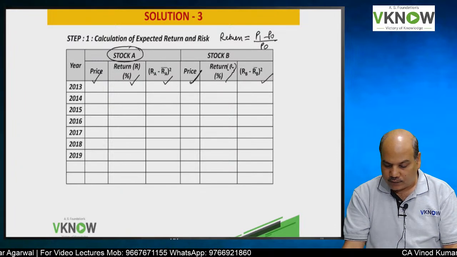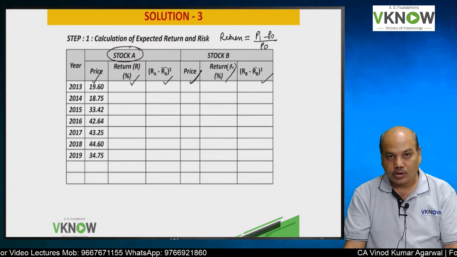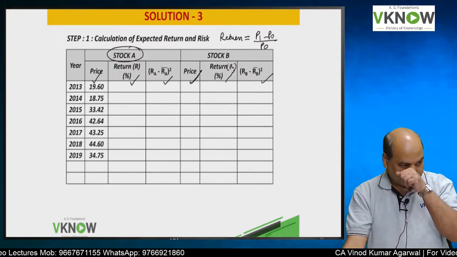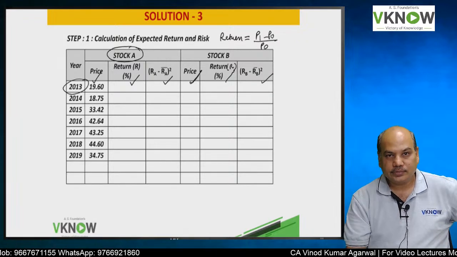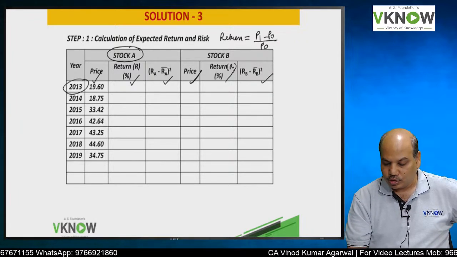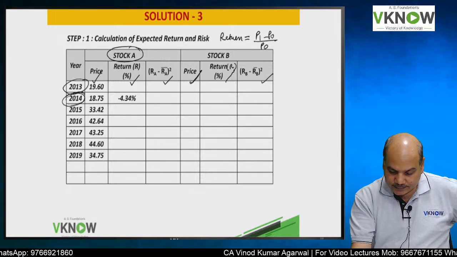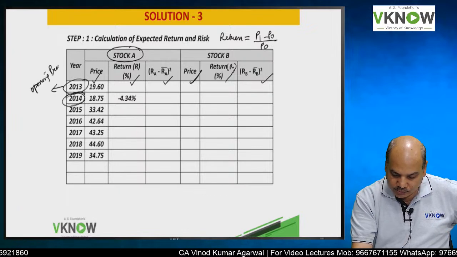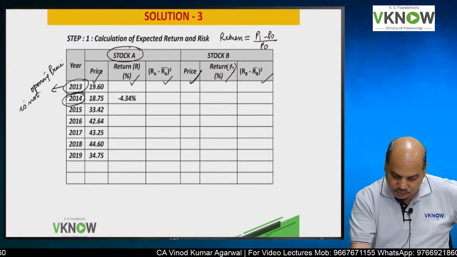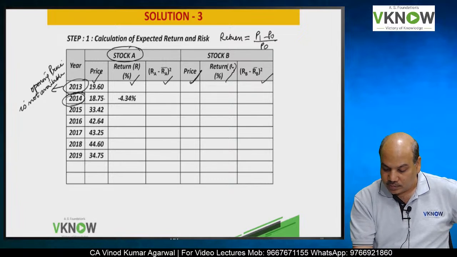So first we'll copy year from the question, then copy price also from the question. Year 2013 we cannot calculate because opening price is not available. So we'll start with 2014. Here I will not calculate because opening price is not available. If you want to write, you can write. Okay. Now how do I get this number?